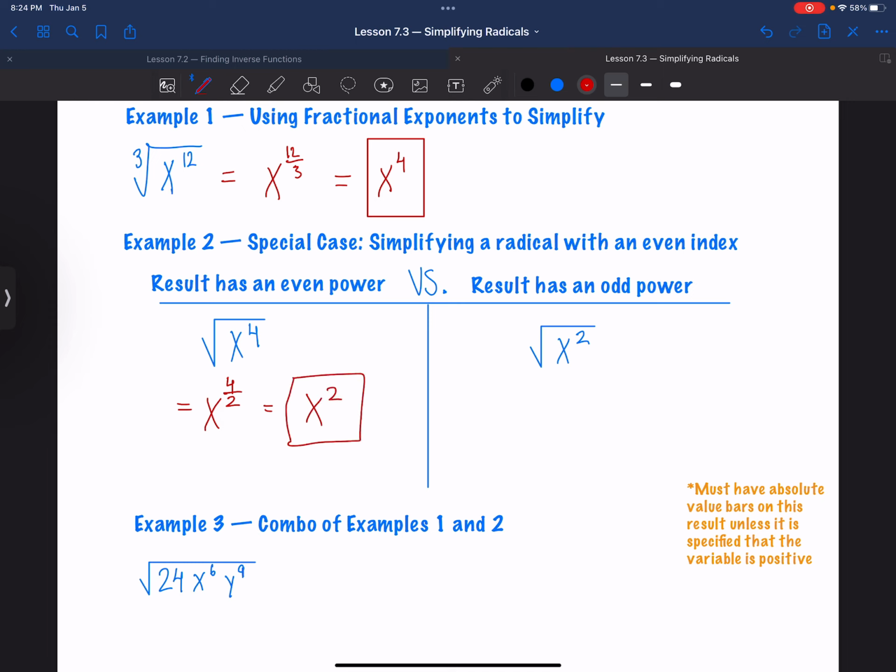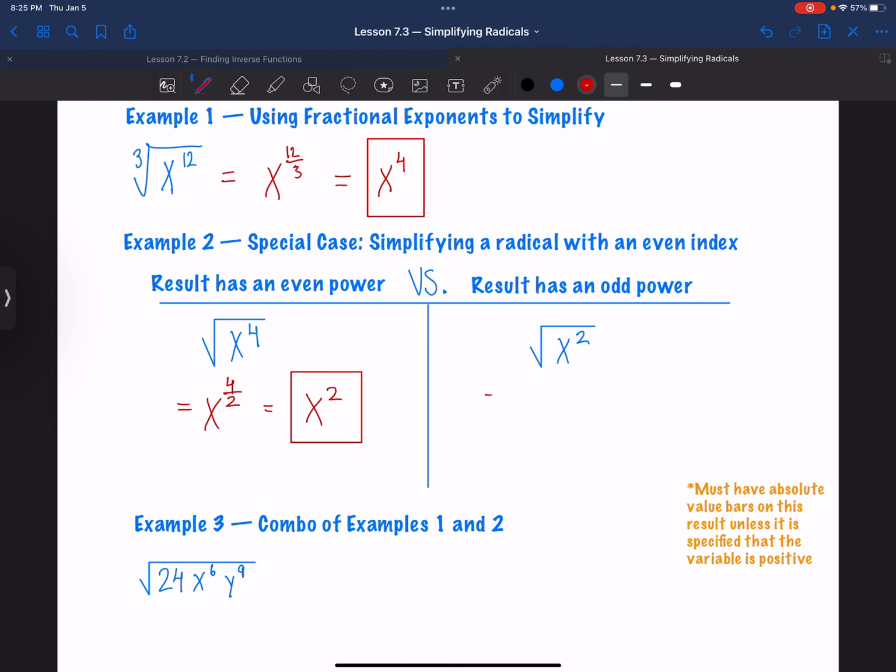And we are done. All right, finished. Look how easy that is, right? The special case is when your result has an odd power. Now, when you take the square root or fourth root or whatever, you're taking an even root of something, and then you have an odd power, we have to do something special.